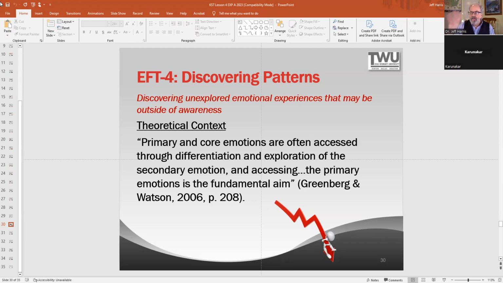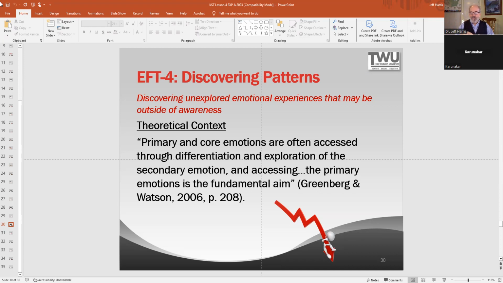So the fourth strategy that we're going to be talking about today is discovering unexplored emotional awarenesses that may be outside of awareness. So the context here is that primary and core emotions are often accessed through differentiation and exploration of the secondary emotion, and accessing the primary emotion is the fundamental aim. So again, we're back to that idea that there's a core emotion and there may be a secondary or instrumental emotion, but we want to get to that primary emotion.